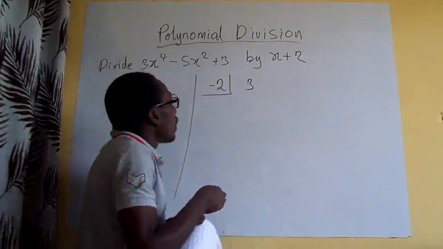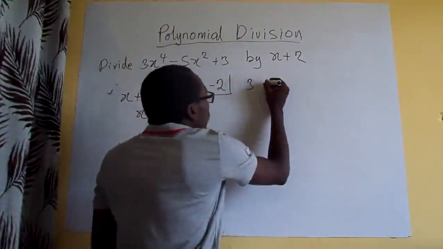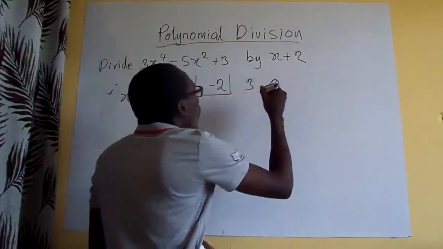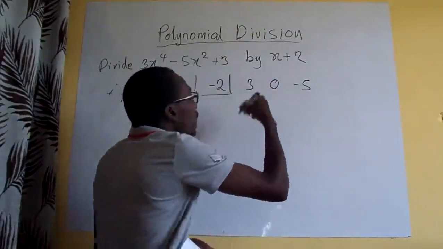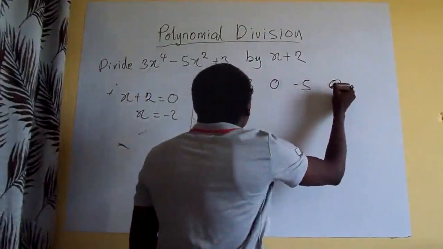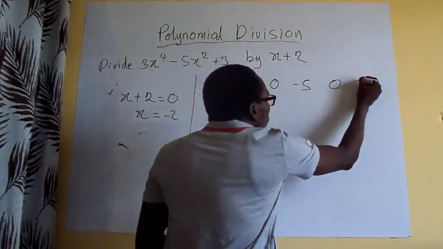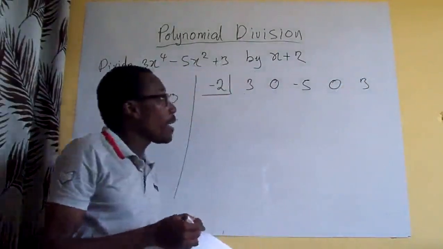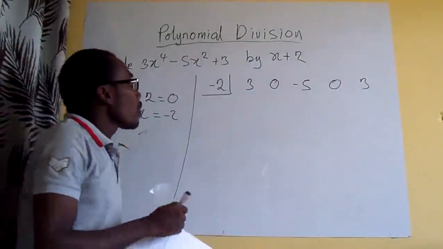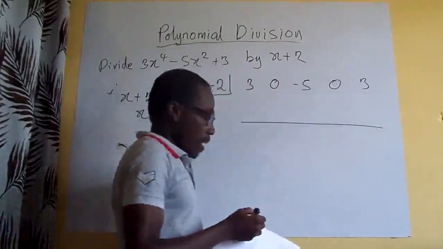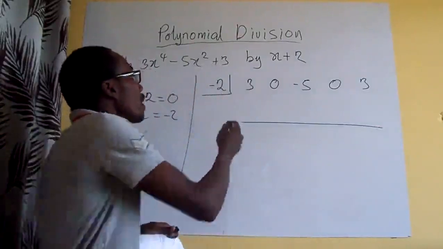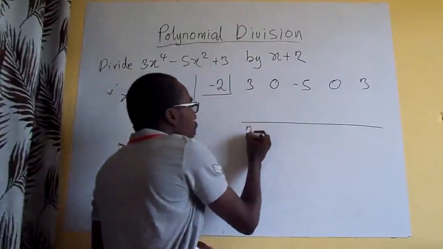So then the coefficient of the next term becomes 0, followed by minus 5, followed by the next term, which is also 0x, and then positive 3, as we can see. So then we draw a line, and then first of all, we bring the very first coefficient down.